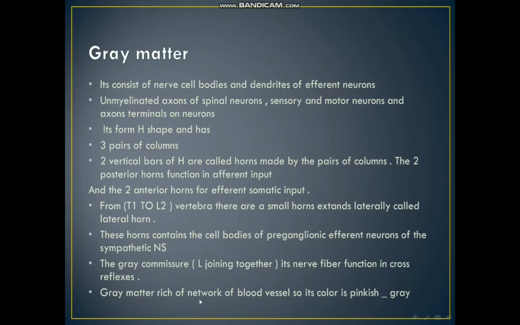Gray matter is rich in a network of blood vessels, so its color is pinkish gray. That's why, when you open it, it looks pinkish.